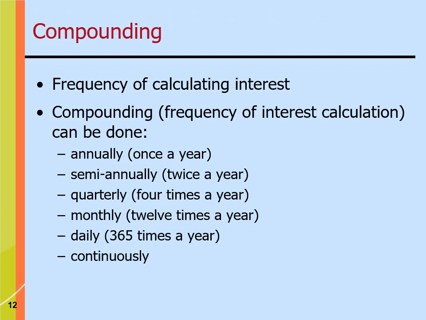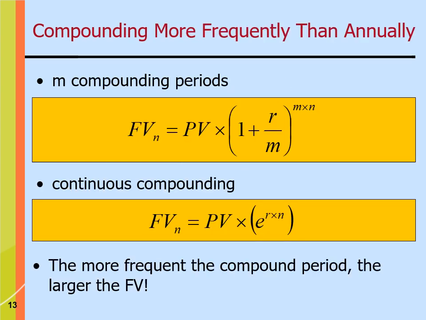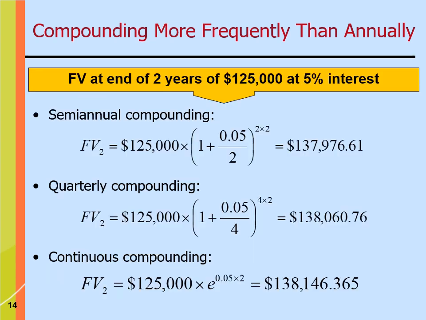Now, in finding future value, the frequency of interest calculation or compounding effect can be done on annual basis, semi-annual basis, quarterly, and so forth. And when the compounding happens more frequently than annual, then the larger will be the future value. In this slide, notice that you need to divide the rate and to multiply the period with the frequency of compounding accordingly to get the correct answer.